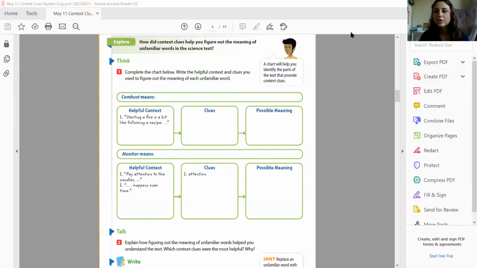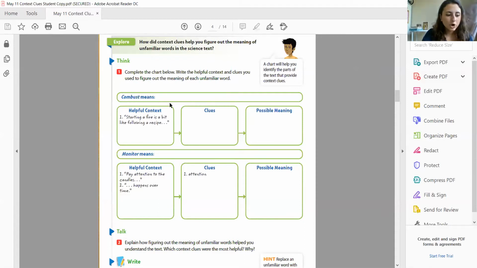So let's go on to page 205 here, and let's read this explore question together. It says, how did context clues help you figure out the meaning of unfamiliar words in the science text? Now let's look at this graphic organizer here. This is going to help organize our thinking. It says, complete the chart below, write the helpful context and clues you used to figure out the meaning of each unfamiliar word. Okay, so the first word that they want us to figure out here is combust.